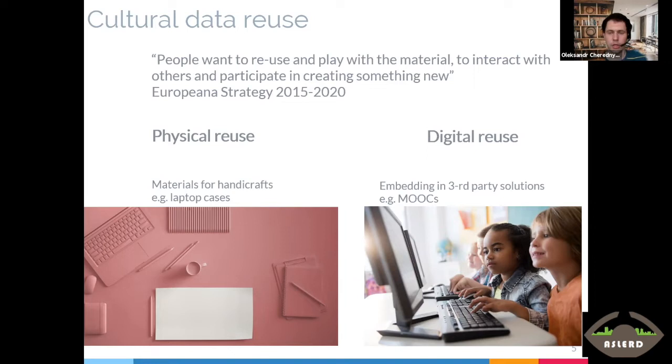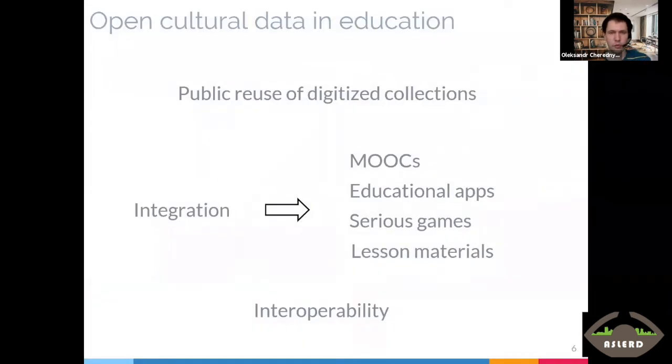And an example of digital reuse would be the utilization of open cultural data in third-party solutions. One good example of that would be usage in massive open online courses, for example, digital maps in history-related massive open online courses. Moving on to the next slide.